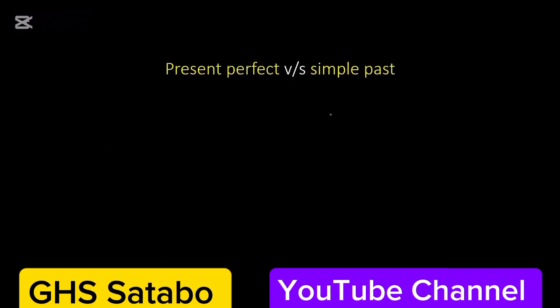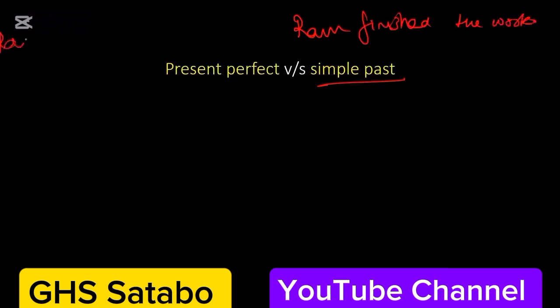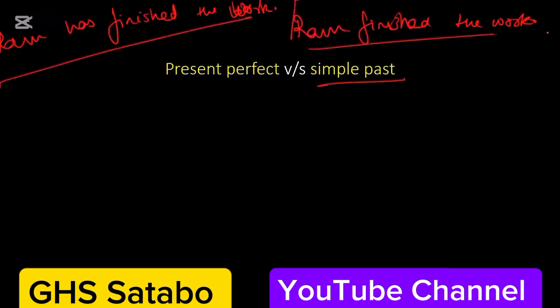Moving on, since so far we understand that it has to do with something in the past which has an impact in the present, how is it different from simple past tense? Let's take an example of simple past. Ram finished the work. On the other hand, if I write a sentence, Ram has finished the work, what changes between both the tenses that makes it clear whether it's present perfect tense or simple past tense?